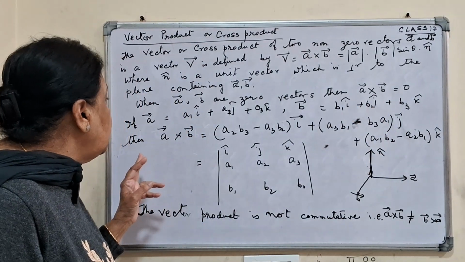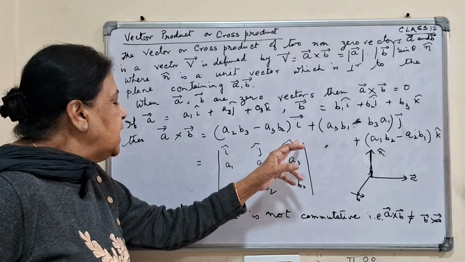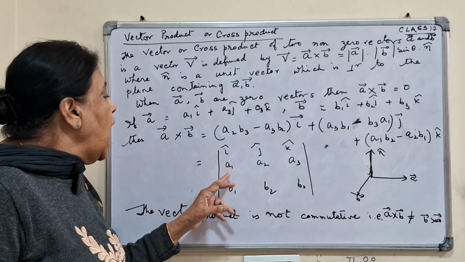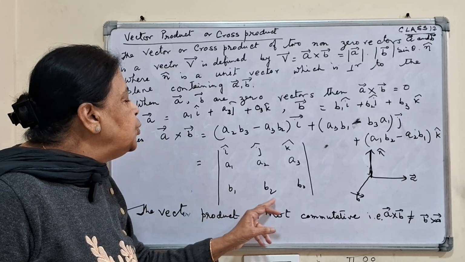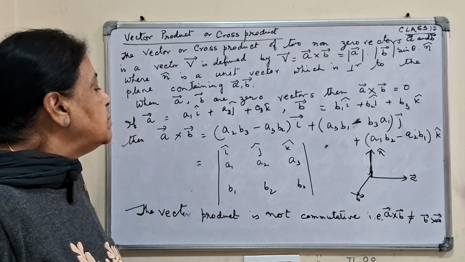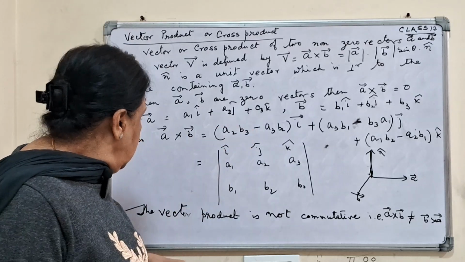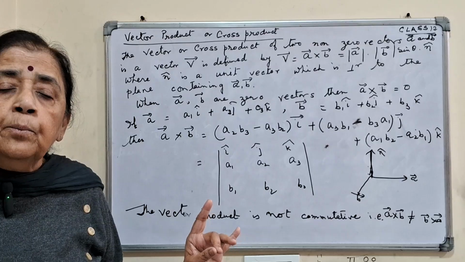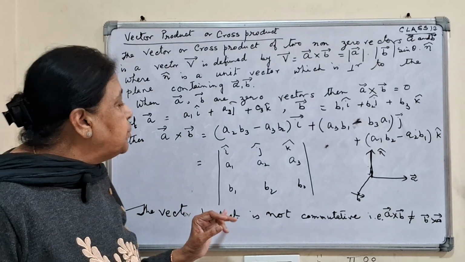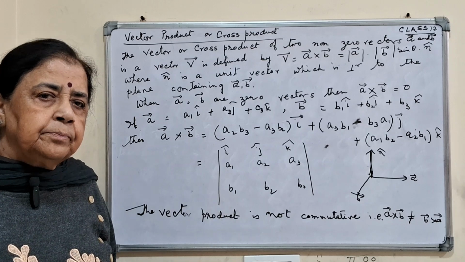So A cross B, I can write in determinant form: i cap, j cap, k cap; A1, A2, A3; B1, B2, B3. I get the same thing back here. The vector product, or cross product, is not commutative.